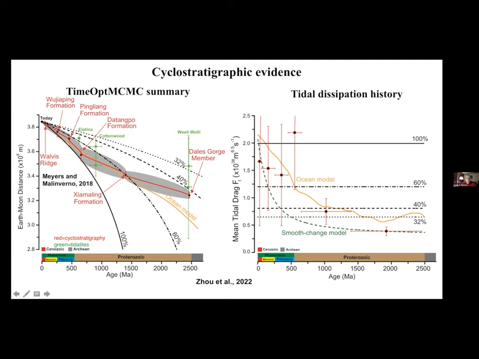This can also be evaluated in terms of the mean tidal drag. And so when we do that, of course, they're very spaced far together, but they show that there's this very high value that occurs at the beginning of the Paleozoic, and then it decreases again and increases towards the present, which is what has been long assumed to be occurring. But this is a new result.